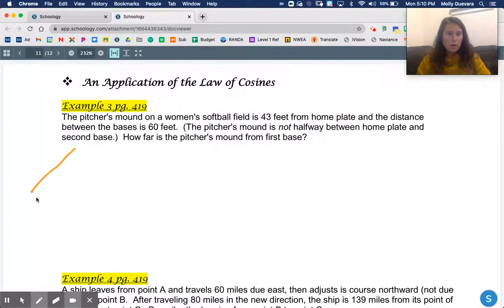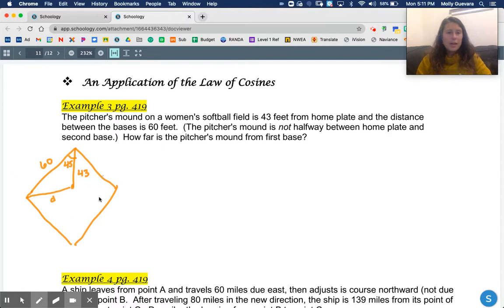Okay, so I'm going to go ahead and draw a field, more or less, right? And so here's the pitcher's mound. And this distance right here is 43. And this distance, I don't know. And this distance is 60. Okay, and the other thing is, I know that the pitcher's mound is directly splitting this. So this I know is 45 degrees, but I don't know about this guy.